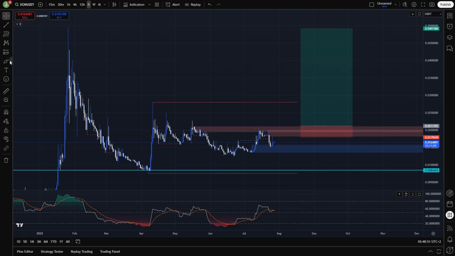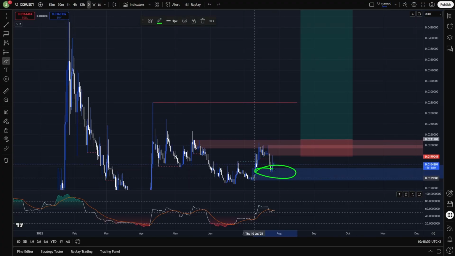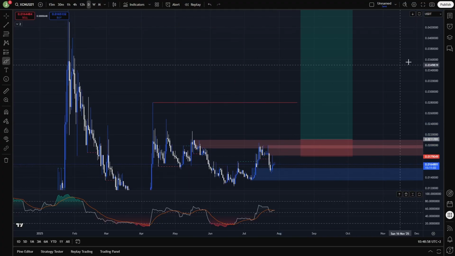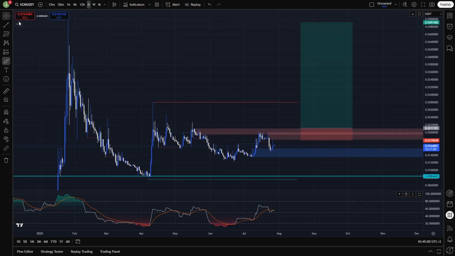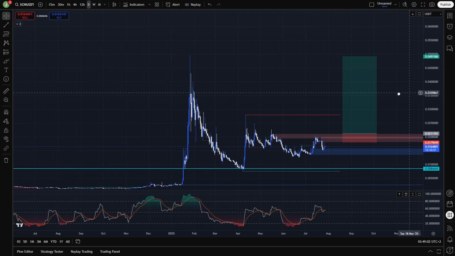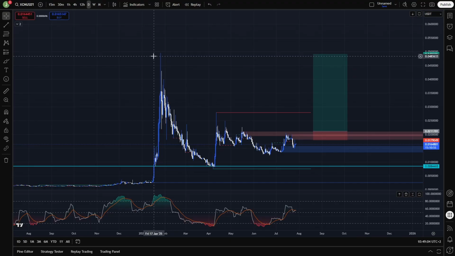But still, if there won't be that liquidity grab and you, for example, didn't catch this previous retest, then this is still a good setup to get into this coin, because I think that in the upcoming bull market this coin will pump really heavily.